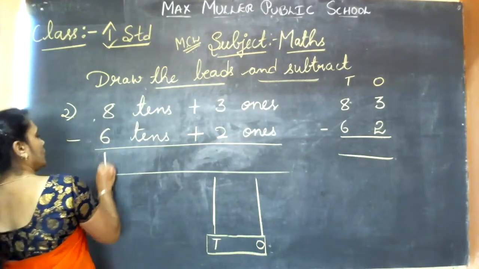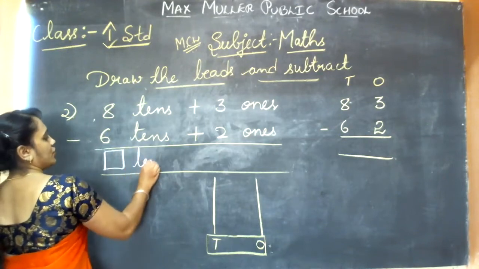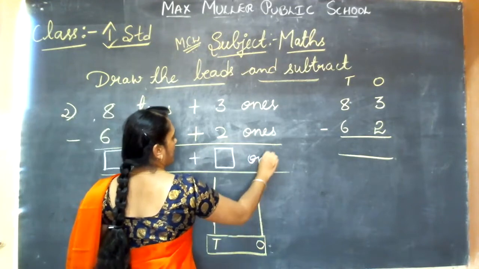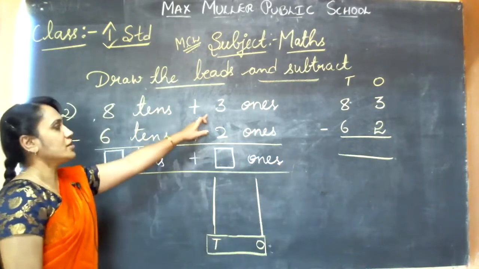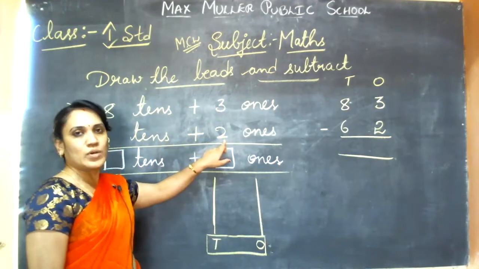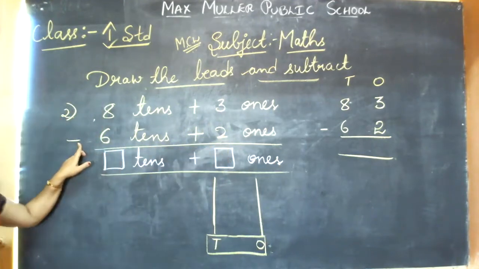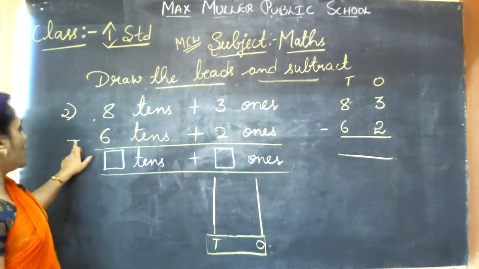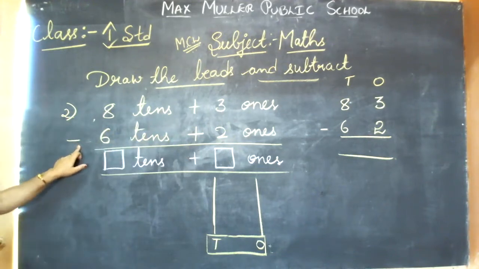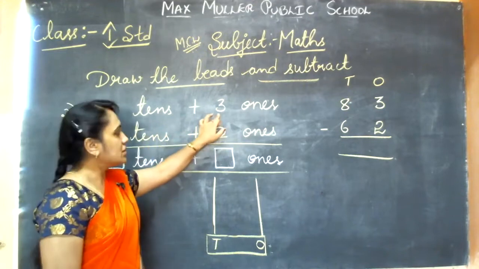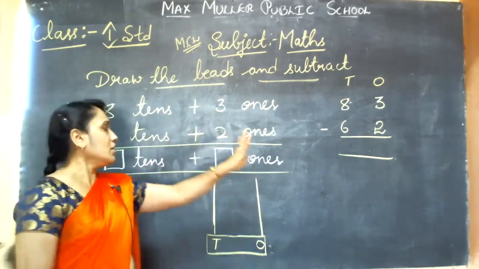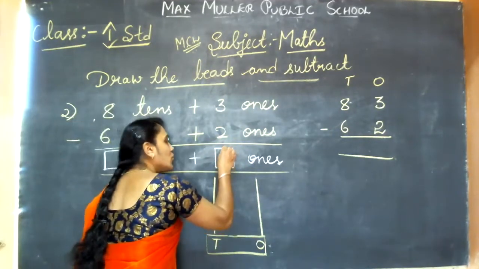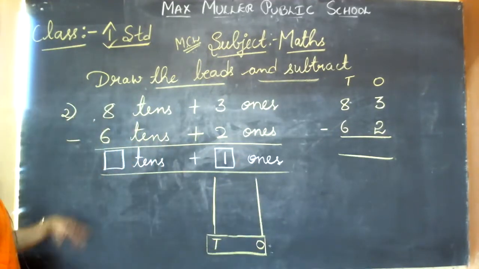Yes. How to do, children? The first sum we did, the same way. 3 ones minus 2 ones. First, I told you, see this symbol. Here plus is given, but don't get confused. This is a subtraction sum. Here I have written the minus symbol. Keep how many fingers? 3 fingers. Fold how many? 2 fingers. What is the balance? 1. 3 minus 2, how much did you get? 1.